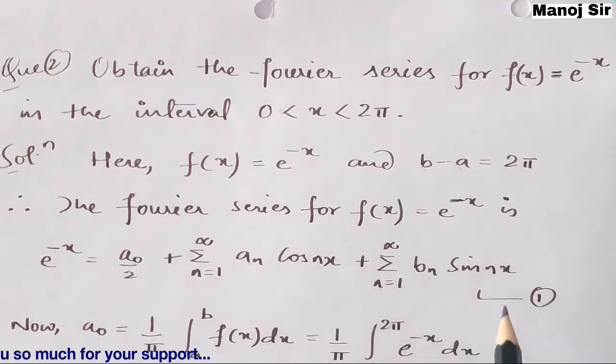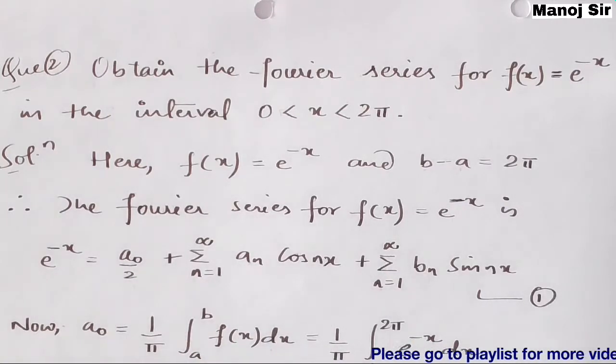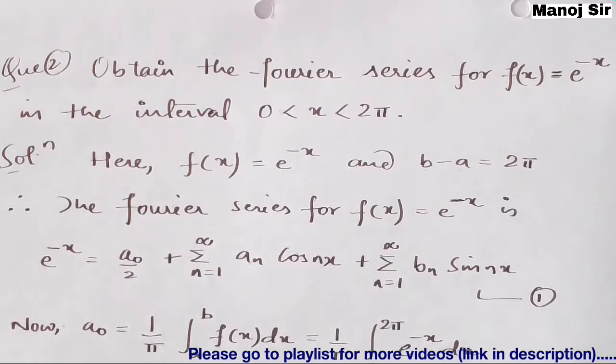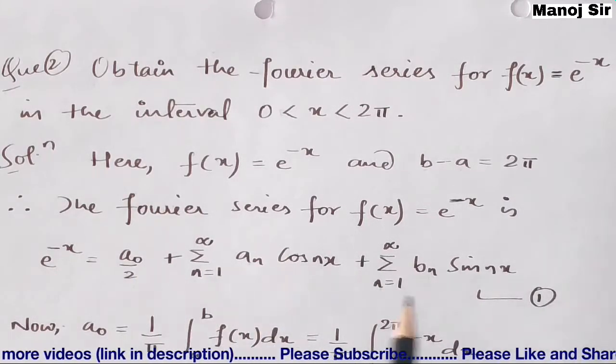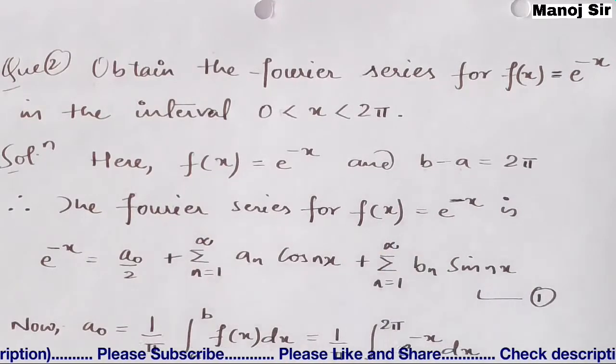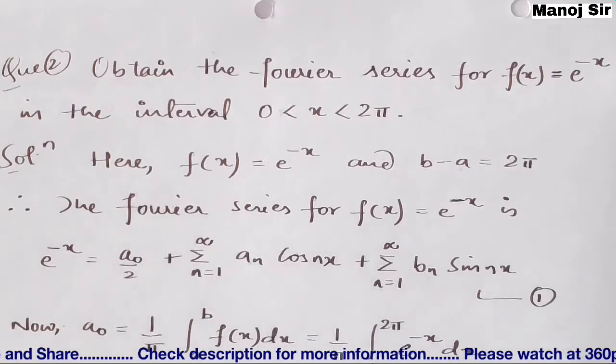Let's suppose this is my equation number 1. What we need to do is simply find the value of a naught, an and bn with the help of Euler's formulae, and put the values in this equation 1. You will get the Fourier series for the function e to the power minus x. So we need to find the value of a naught, an and bn.